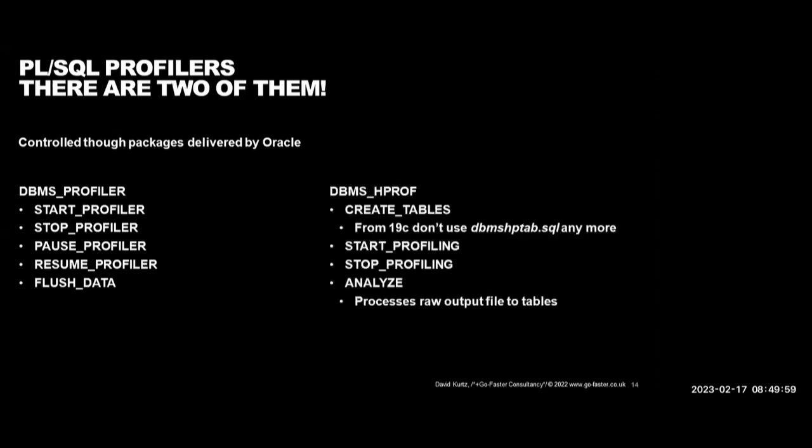For the new hierarchical profiler, we used to use a script to create the tables in the past, but you don't do that from 19c. You now use create tables. You start profiling and you stop profiling. That's all there is to it. And each time you do that, you get data with a unique ID, which comes off a sequence number, and at the end you can analyze it. You get a raw output as well, written in a CLOB. So this is another reason why this accumulates quite a lot of data.